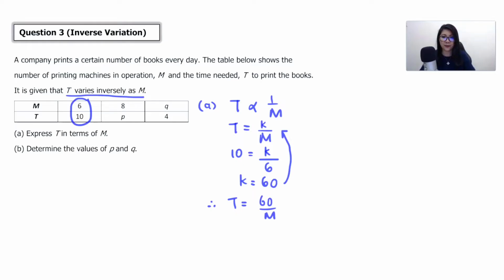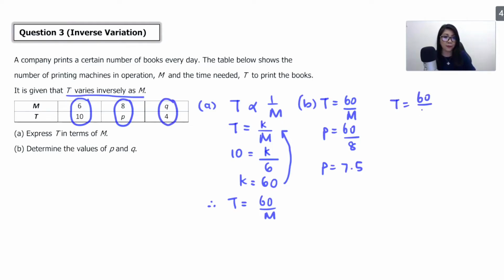Now let's solve for B. Determine the values of P and Q. I'm going to use the equation that I've gotten just now in A to find my values. So now I'm going to substitute the values of M and T. T is P and M is equals to 8. So 60 divided by 8, use the calculator, is equals to 7.5. So P is equals to 7.5. And then find the value of Q. So I'm going to sub this into the equation. T is equals to 60 over M, and T is equals to 4, and M is equals to Q. So Q is equals to 60 divided by 4, which is equals to 15. So that's the answer.